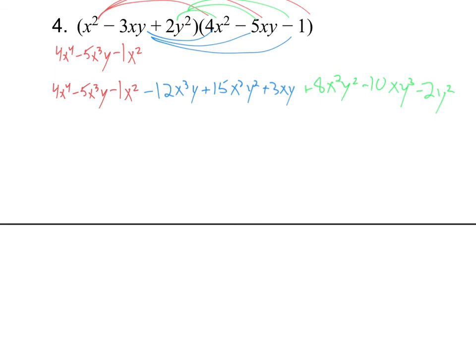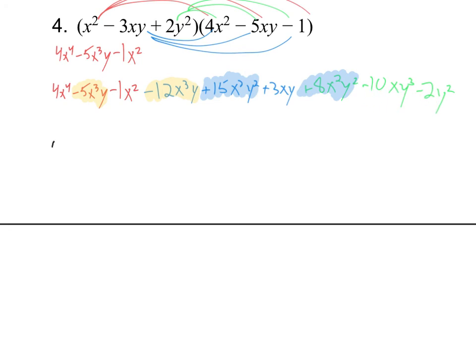Let's see, I've got x to the third y, got another x to the third y. I'm not seeing any others. Oh, I got an x squared y squared right here. Got another x squared y squared over here. This is just a tried and true x squared. I'm not seeing any others. This is an xy, not seeing any others. So I think we're good.